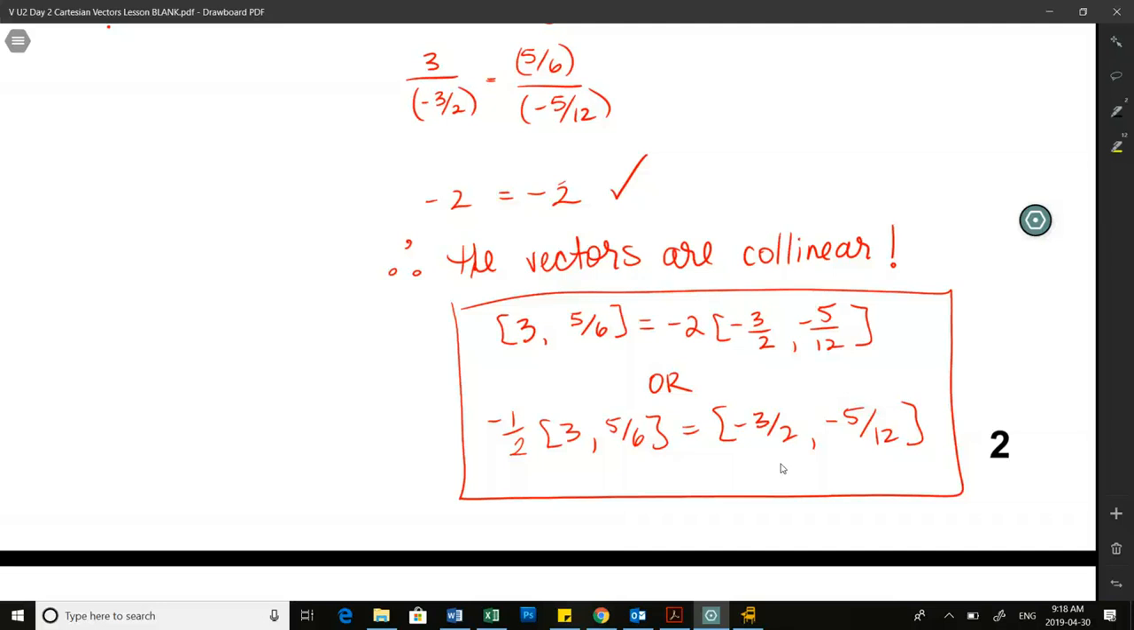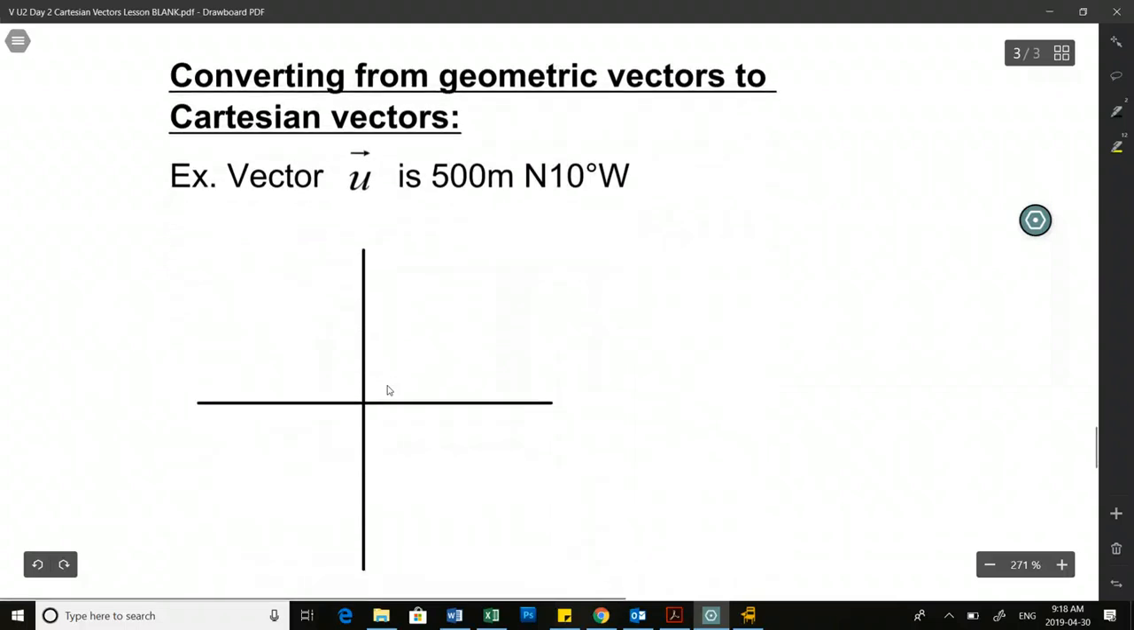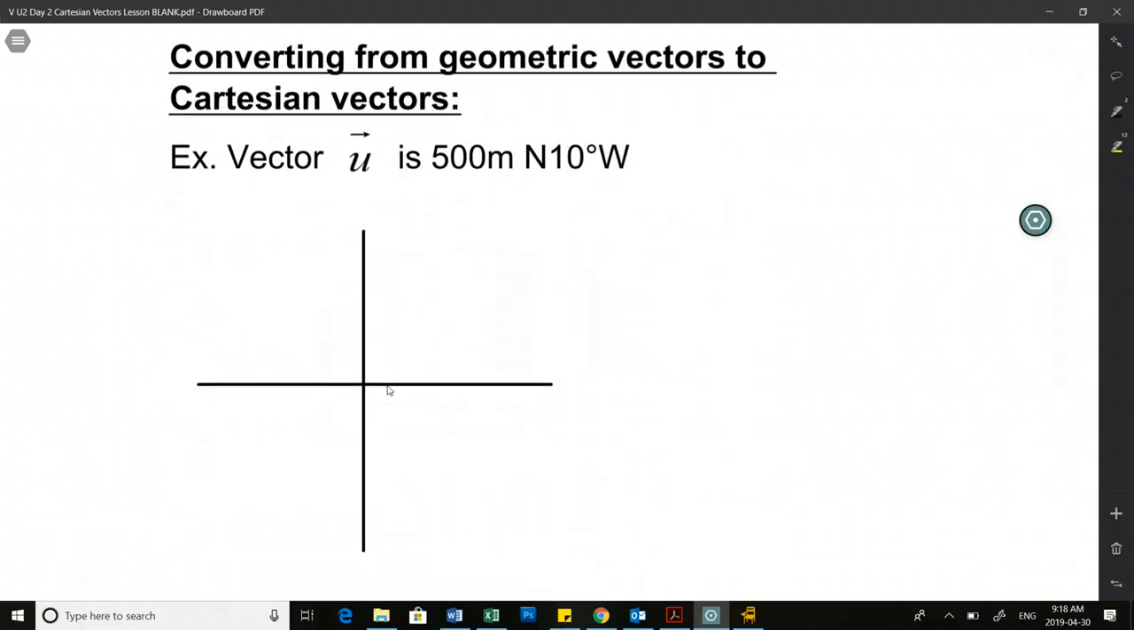Okay. Okay, last one. Do you guys have this on yours?